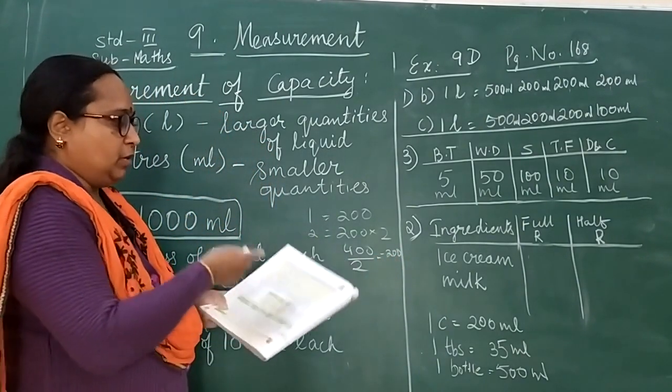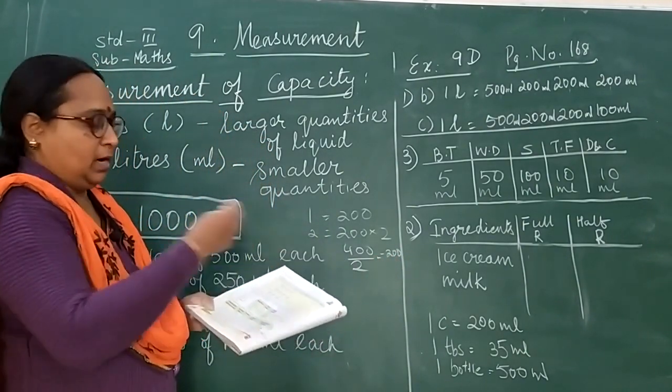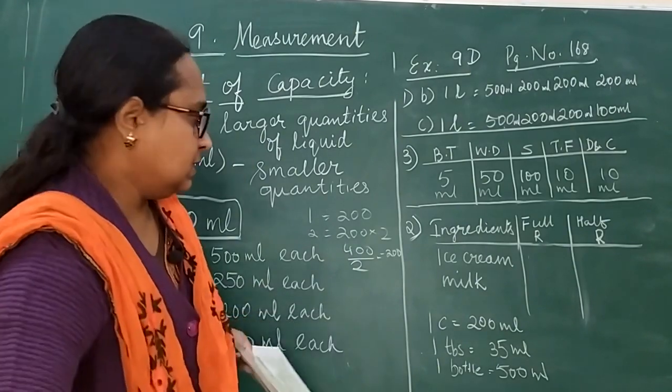So for half the recipe you just divide by 2, and you get 200 ml. So that one is done for you.